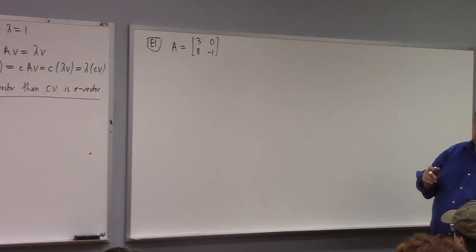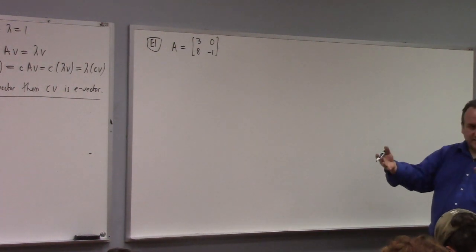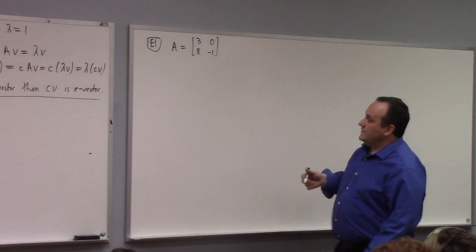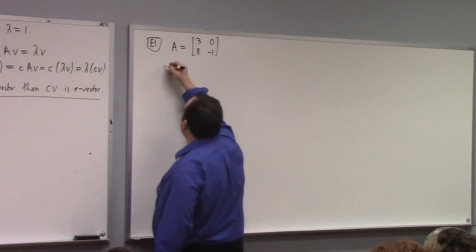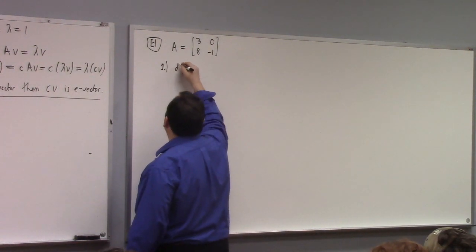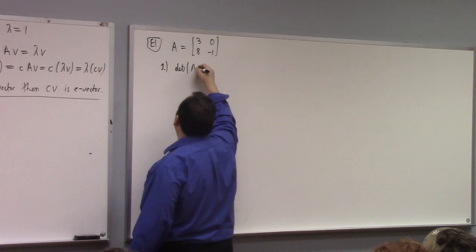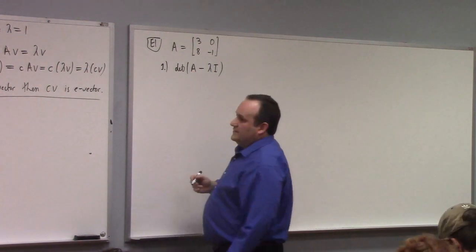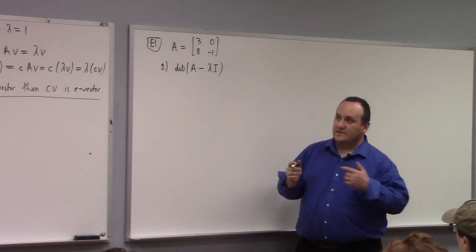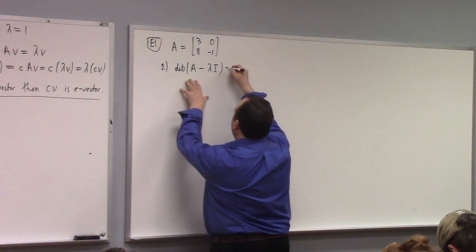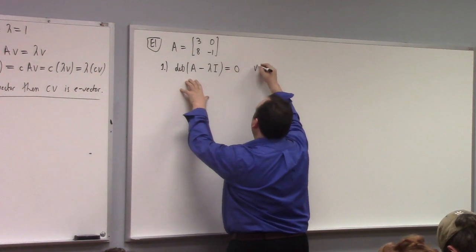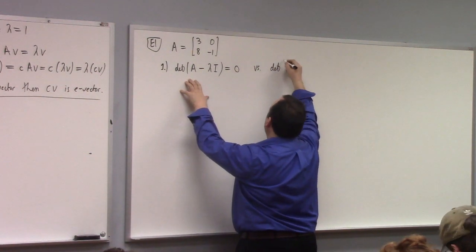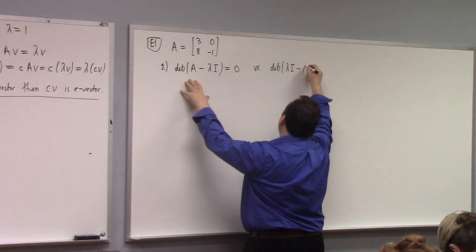But here it is. So our goal at the moment is to find the eigenvalues and eigenvectors for this matrix. So step number 1, you look at the determinant of A minus lambda I. Now, listen, guys, we got a choice to make here. You can either look at this equal to 0, or you can look at this equal to 0.